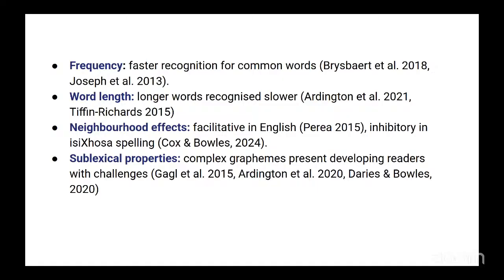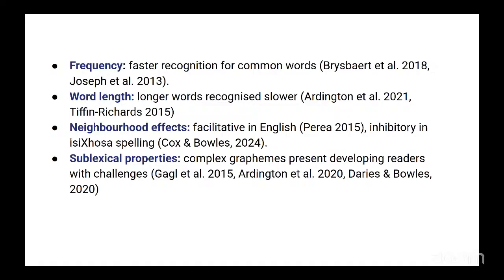Neighborhood effects can be divided into neighborhood density and neighborhood frequency, which Paige will go into a little bit more. But basically, a neighbor is a word that is similarly spelt. So to give you a basic English example, a word like sat has orthographic neighbors, rat, mat, pat. Okay. And the effects of neighbors differ across languages. So it's very language specific.